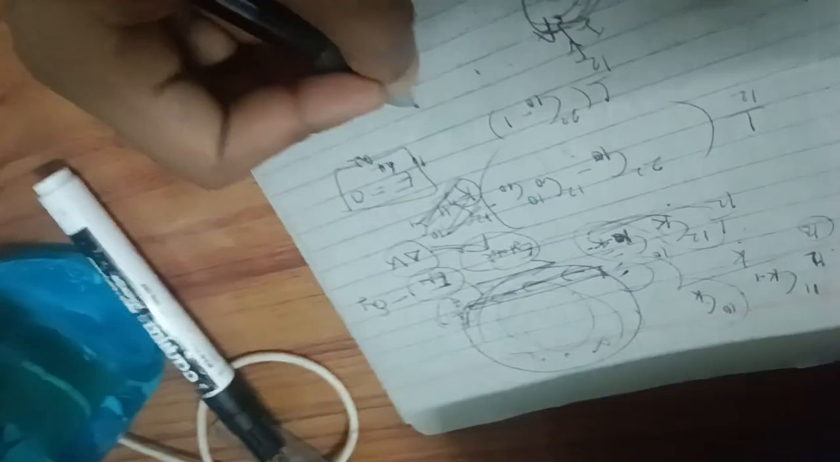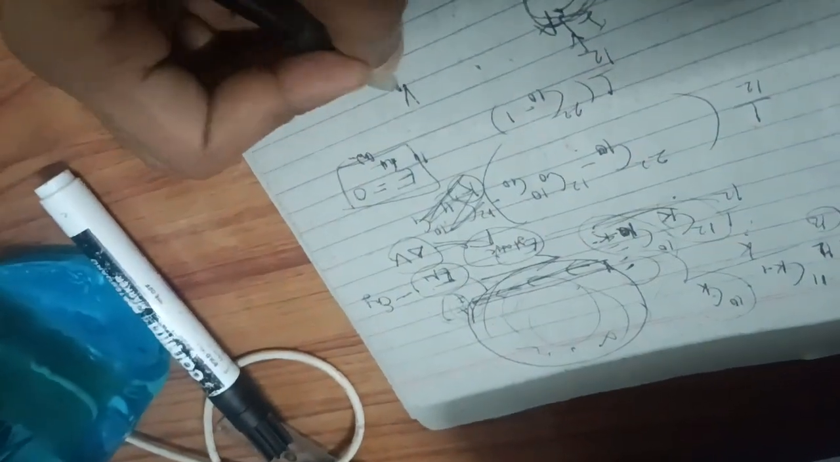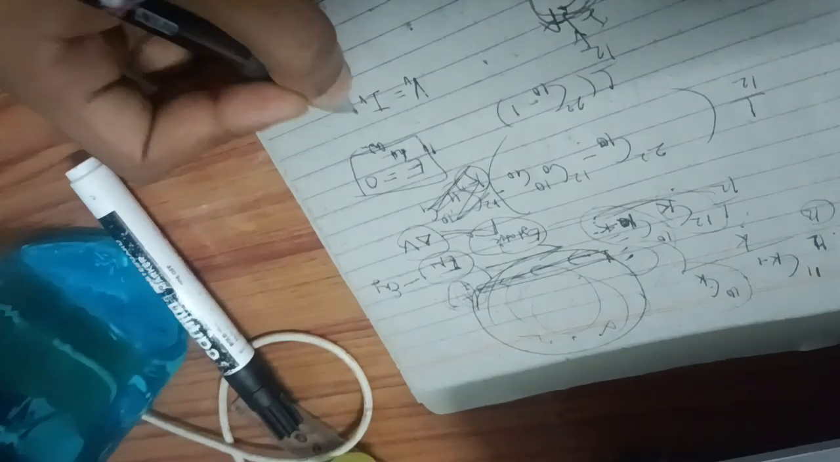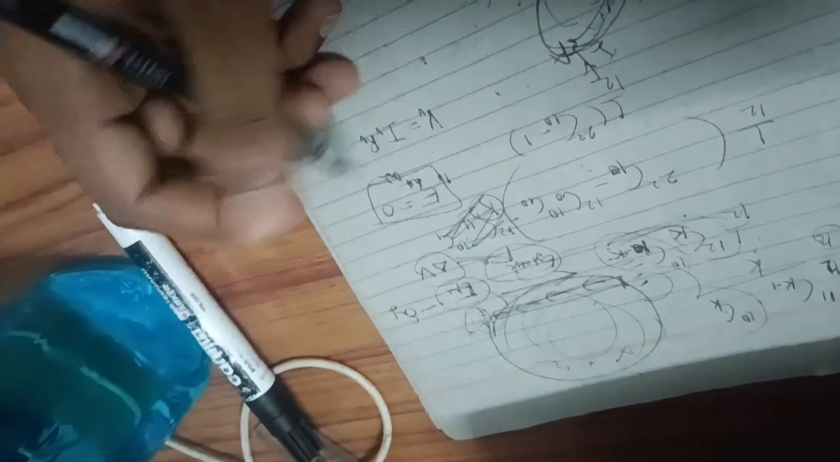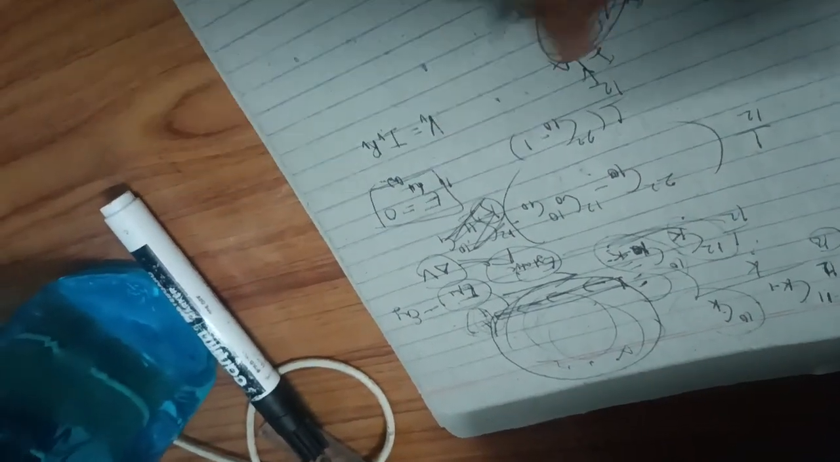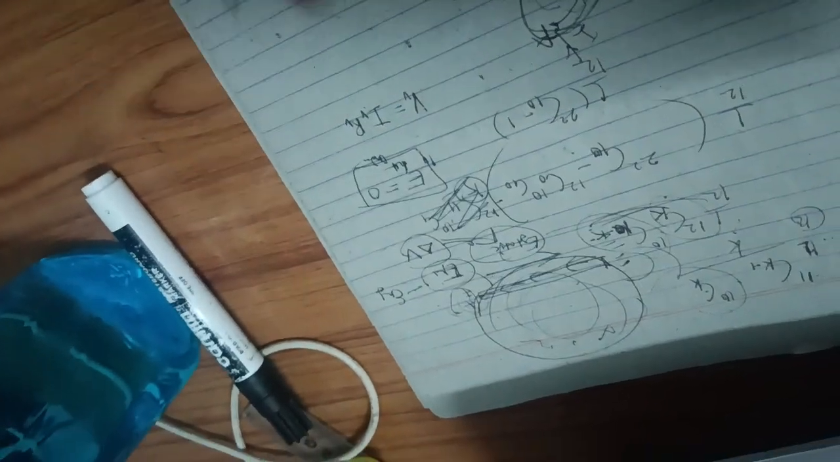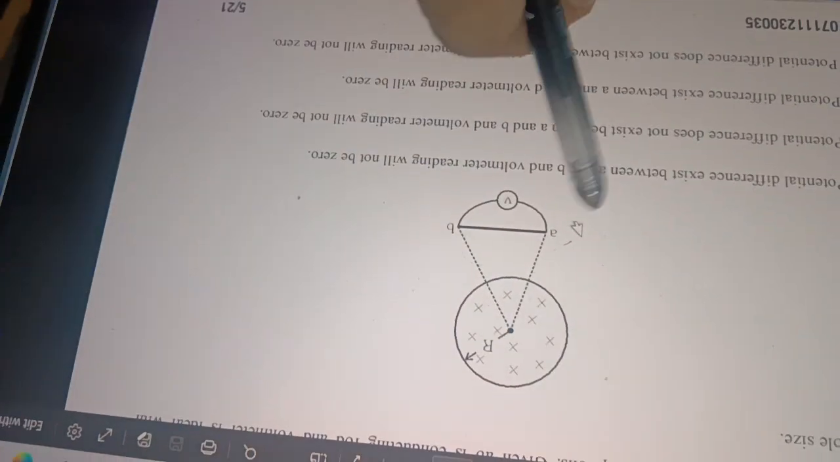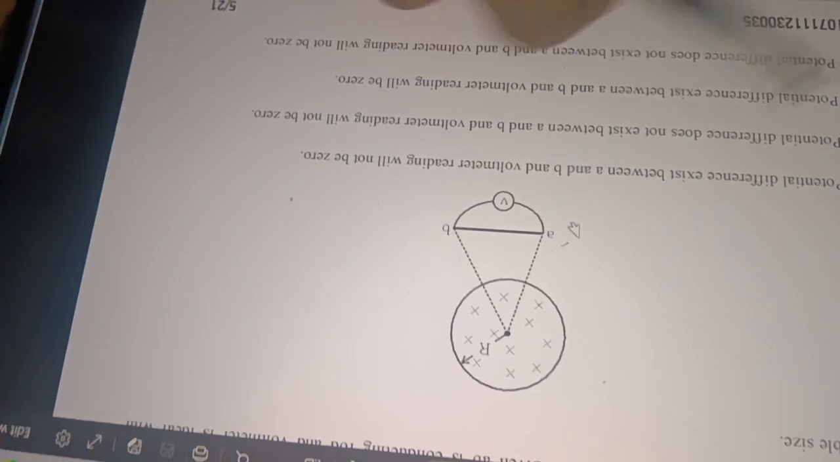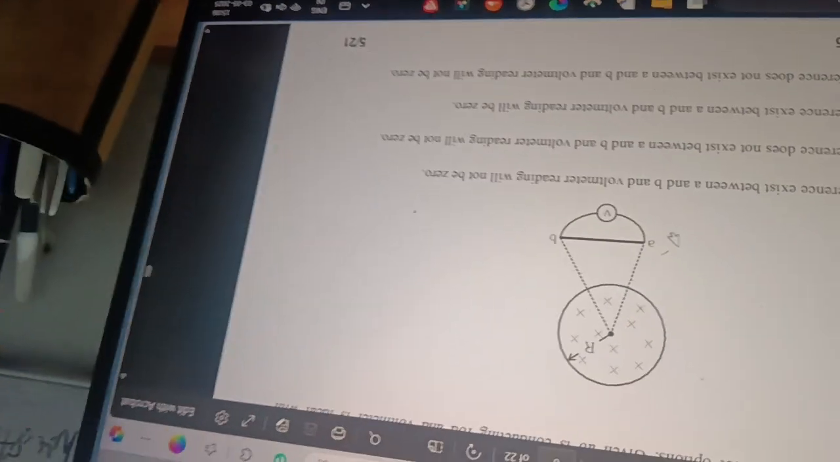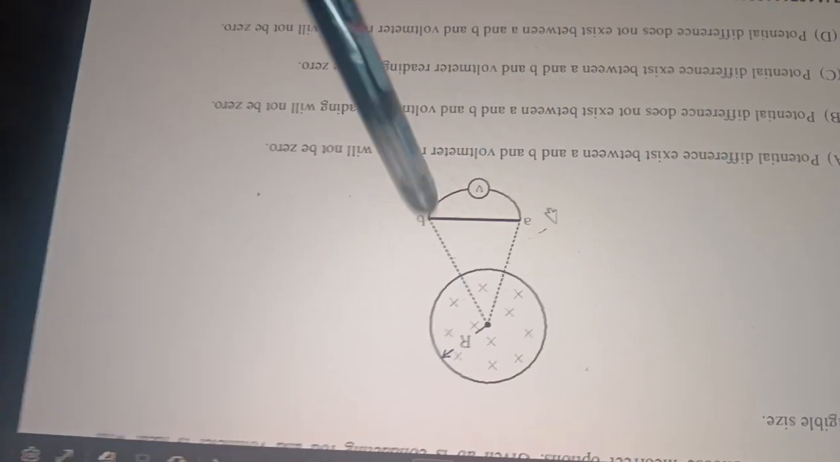Also one more thing, the voltmeter measures voltage as V equals IV into RV, where IV is the current flowing through the voltmeter, and RV is the resistance of the voltmeter. So in this case there is no net induced EMF, so there is no tendency of current to flow through this voltmeter. If there is no possibility of any current to flow, the voltmeter will also not measure anything.